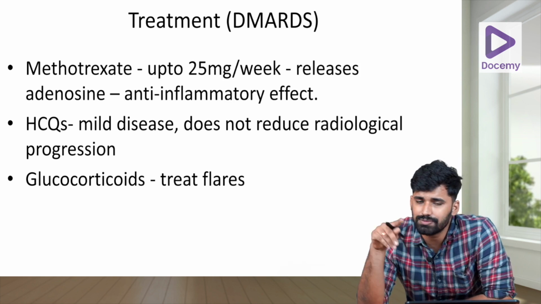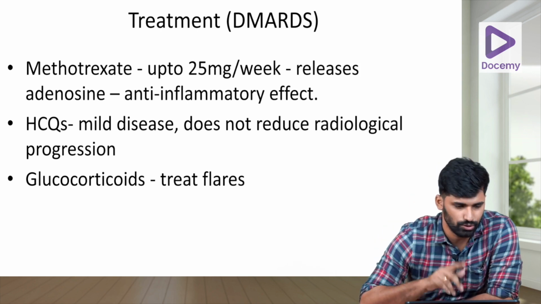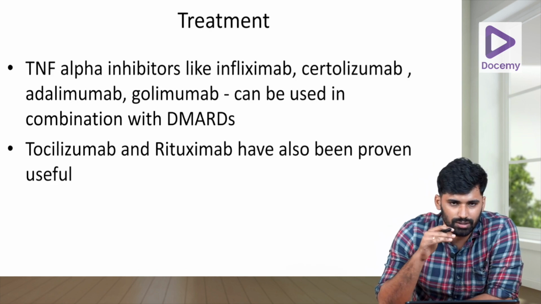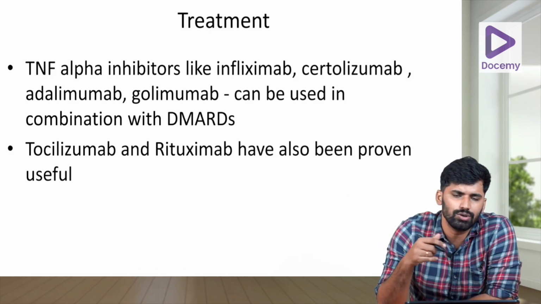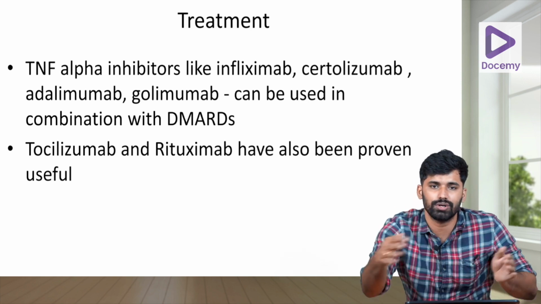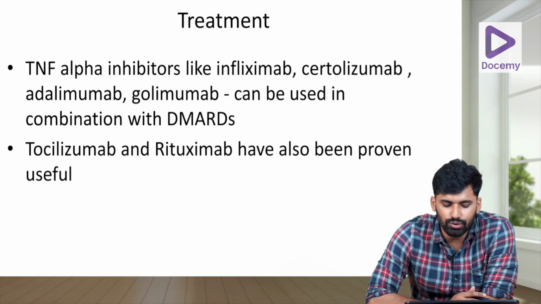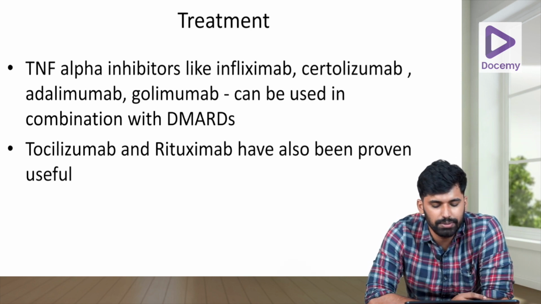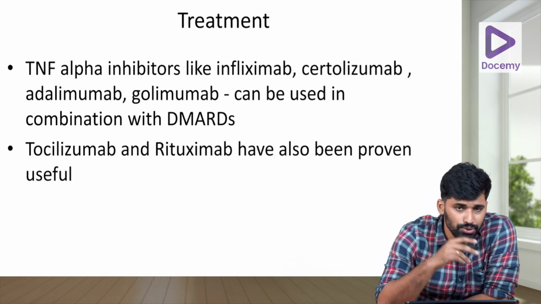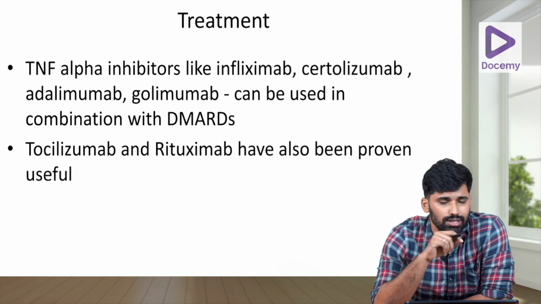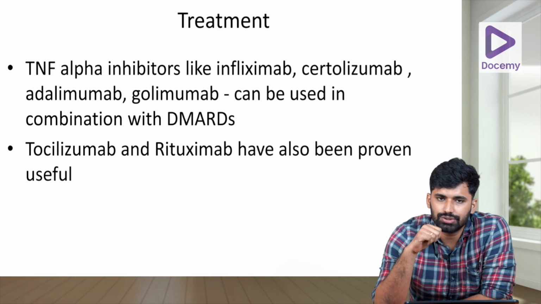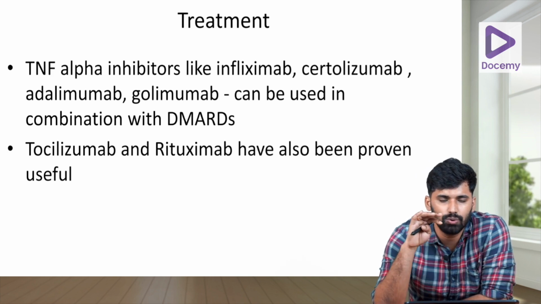Patients who develop flares are treated with glucocorticoids, which are stopped as soon as the flares improve, because glucocorticoids can again cause osteoporosis. In rheumatoid arthritis, osteoporosis is central to the progression of the disease. The newer molecules like TNF-alpha inhibitors can be used in combination with DMARDs like methotrexate, sulfasalazine, leflunomide, or when DMARDs have poor tolerance for the patient.